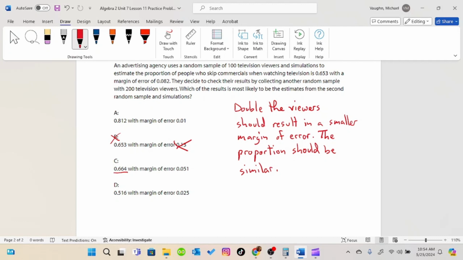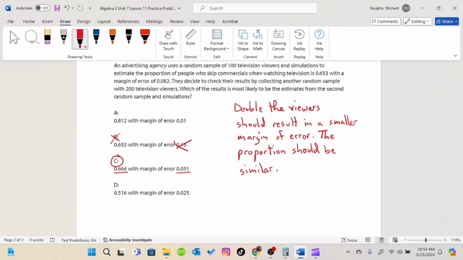So the proportion is similar and the margin of error is slightly lower. With D, the proportion is farther away and the margin of error is much smaller. And with A, the proportion is farther away and the margin of error is much smaller. What we would expect to see is a small change in both, so C is the most likely outcome.